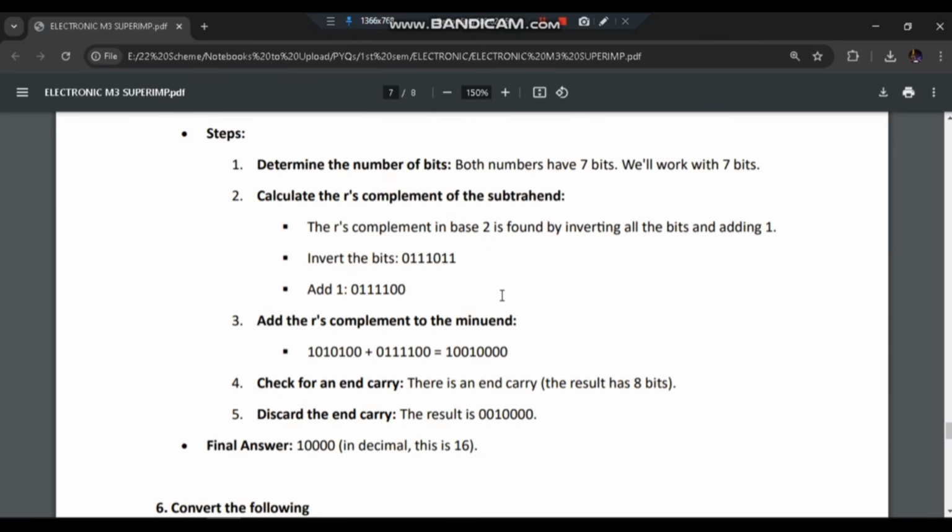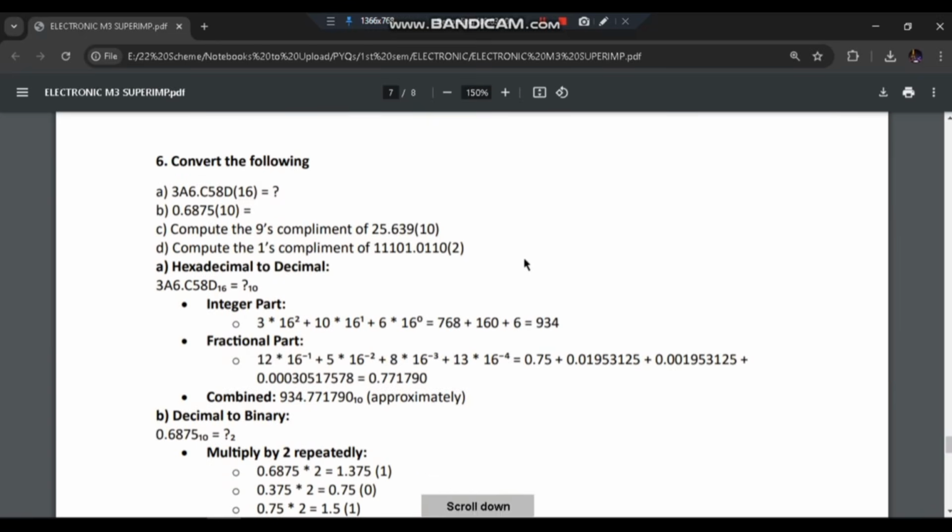So the answer will be 10000, which is 16. Okay. Moving on, a few more questions we have related to the conversions from one type to a different type, like hexadecimal, decimal, and binary. These are the most repeated ones. So let's have a look.